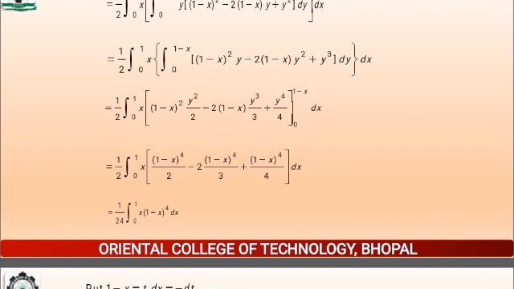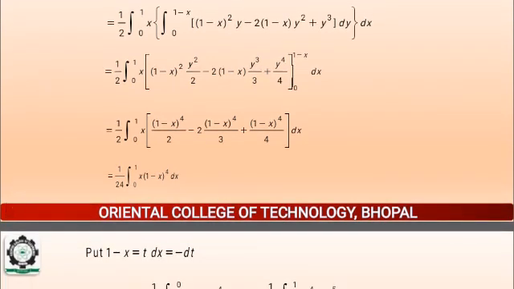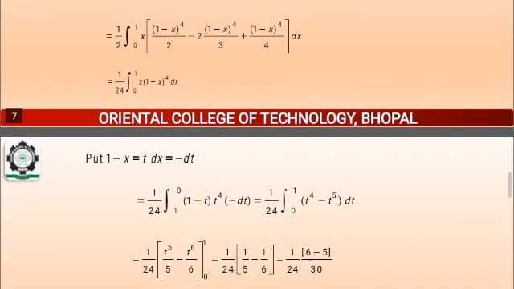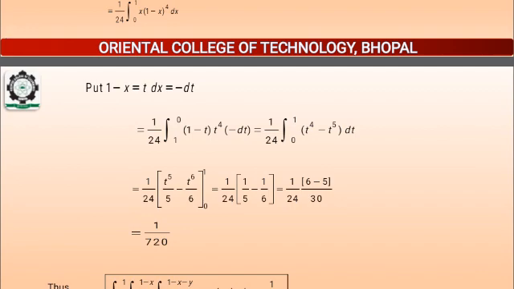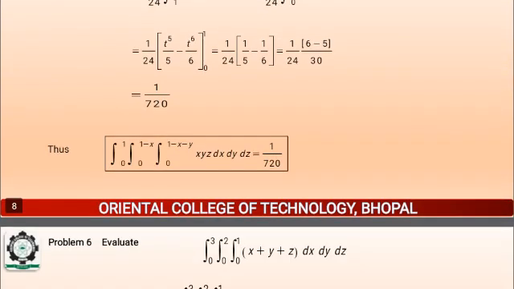After that we integrate this with respect to x, that is 1 upon 24, integral 0 to 1 of x (1 minus x) to the power 4. Putting 1 minus x equal to t, dx equal to minus dt, the integral becomes 1 upon 24, 1 to 0, (1 minus t) t to the power 4 (minus dt), that is 1 upon 24 integration 0 to 1, because we can write integration a to b as minus b to a. So according to this we can write this, and after solving this we have the answer 1 upon 720.